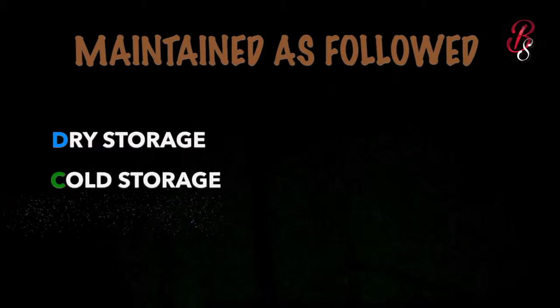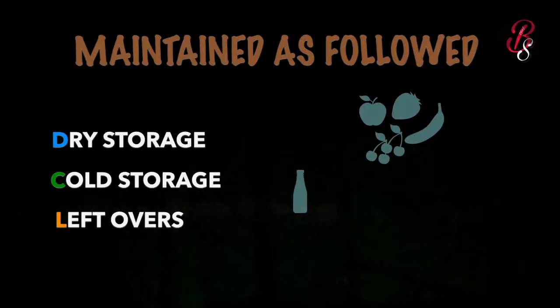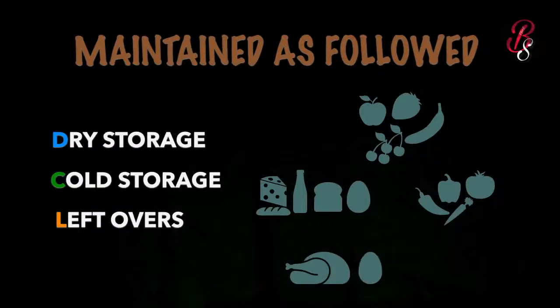Next term is maintained as follows. Let's see what things are going to be maintained as follows. We have three points in this, which are dry storage, cold storage, and leftovers. I hope you can understand what leftover food is all about. This is a very important topic that we need to know about, because especially in hotels we see a lot of food just thrown out. How to save it, how to use the leftover food in a better way. We're not going to throw it away as wastage. We're not going to go for waste.